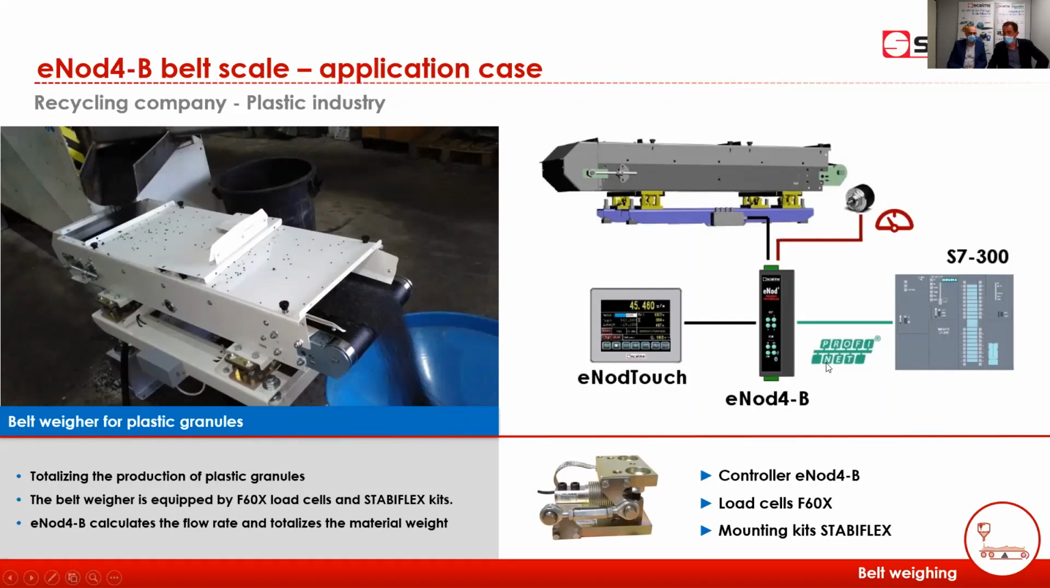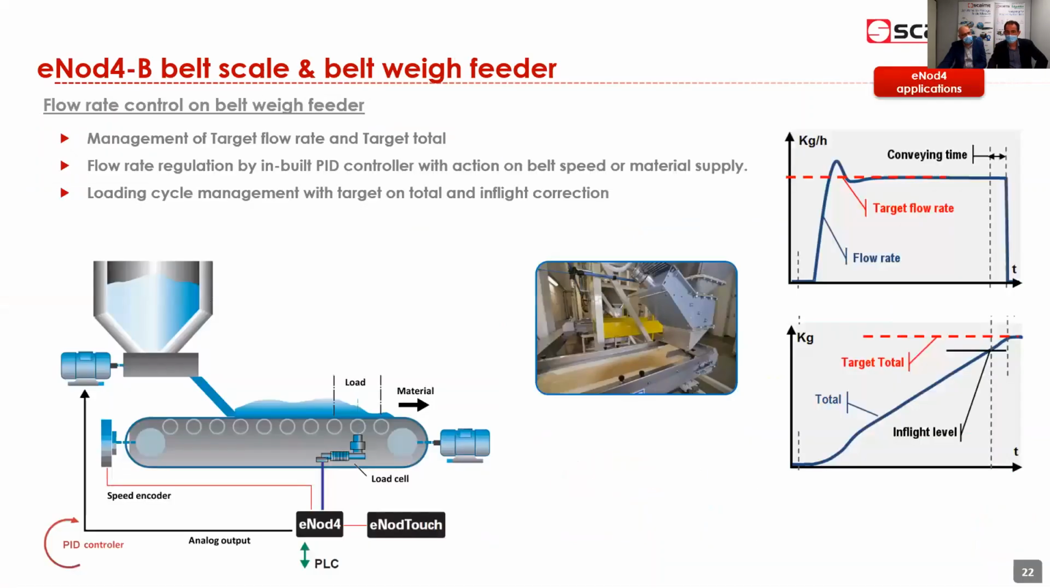The eNod4B was connected, in this case, to a Siemens PLC in Profinet communication. And it was also connected to a speed encoder to continuously manage and control the speed of the belt. But also connected to a SCAME HMI panel, touch panel, that can be used for the configuration of the system, for the configuration and to display all the measurements, also display during the process.